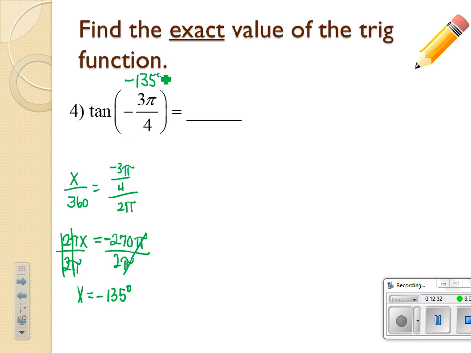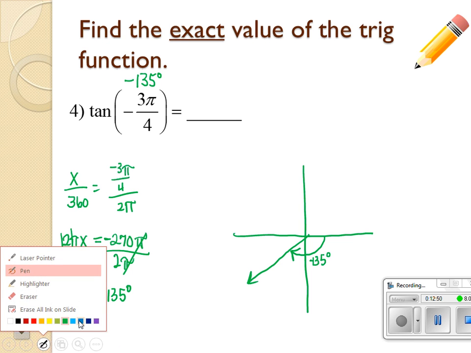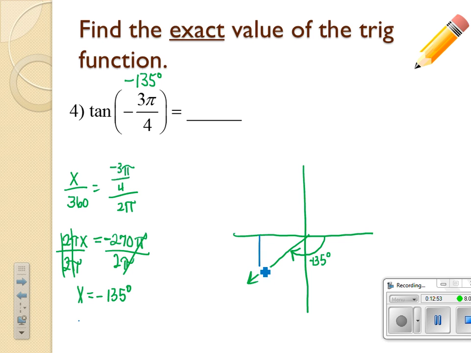So I'm looking for an angle of 135. So if I draw my 135 degree angle, negative 135, that will put me here. I need to drop my reference triangle, draw the 90 degrees, and find my reference angle. That's closest to 180. So I'm going to take 180 minus 135, and I get a 45 degree reference angle. And that will be a 45, 45, 90 triangle.